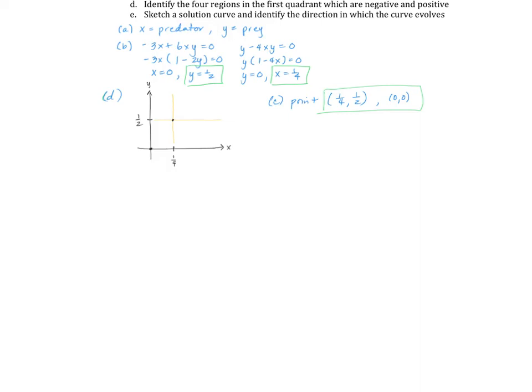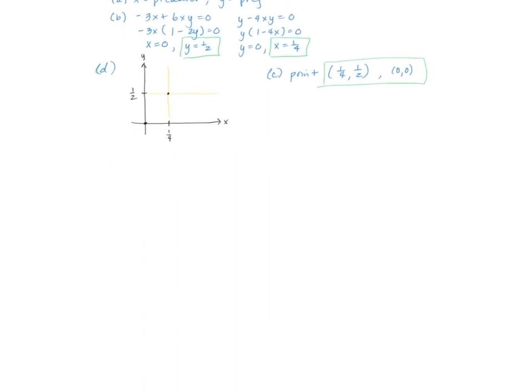Let's look at what happens with our derivative. We're going to go back to B and look at the factored form of our derivative. Or maybe I should just write it down again so that you can compare that. Remember, the derivative with respect to our predator is going to be equal to negative 3x times (1 minus 2y).